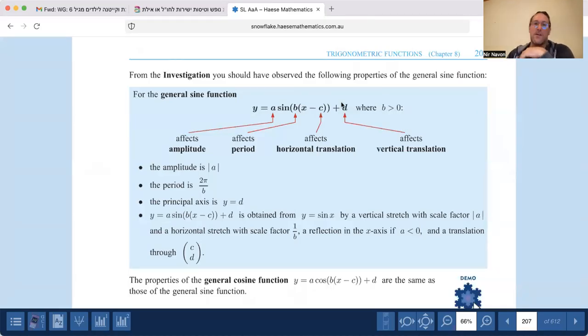Hi, so we're on part two of the general sine and cosine functions. And we saw this section is about the transformations. So let's write this here again. Y equals, this is the general sine function.